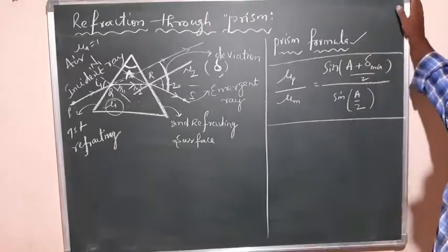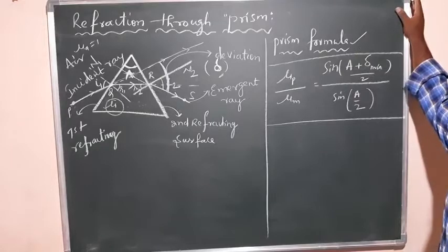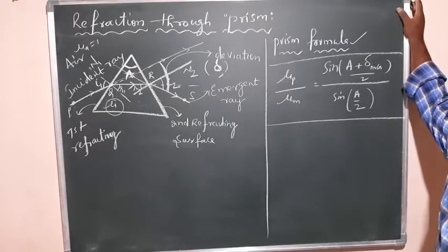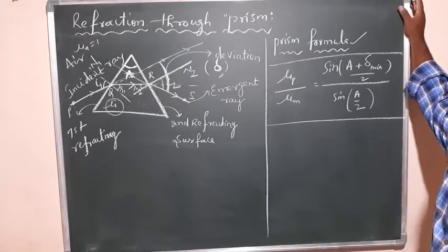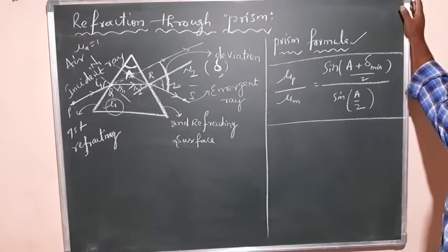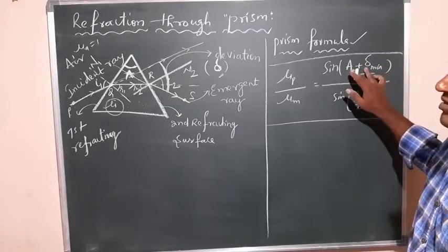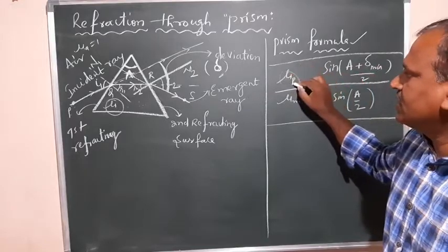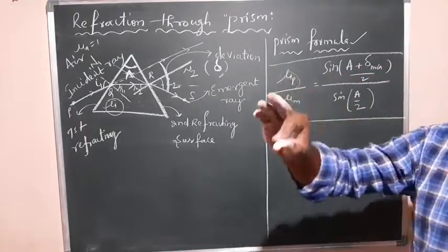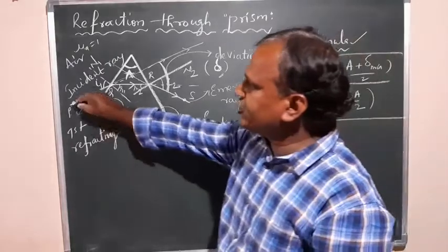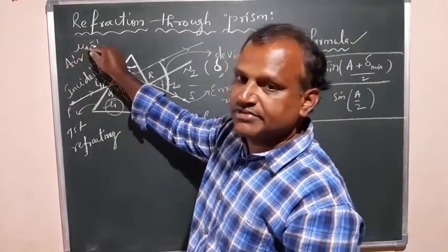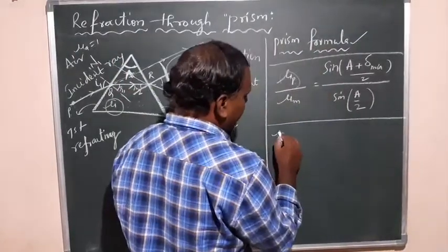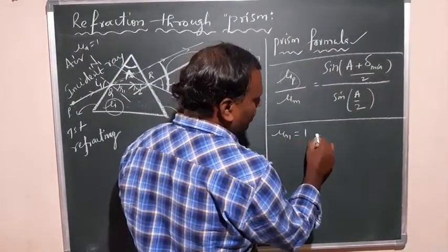So the prism formula is the calculation of the refractive index of the prism with the help of the angle of prism and minimum deviation. If the deviation and angle of prism are given, you can find the refractive index of the prism if you know the refractive index of the medium. Suppose the medium is taken as air, then its refractive index is 1. So if the medium is air, mu m is equal to 1.